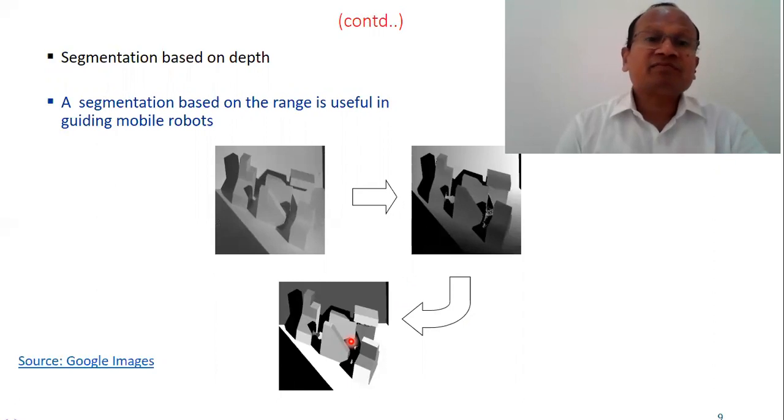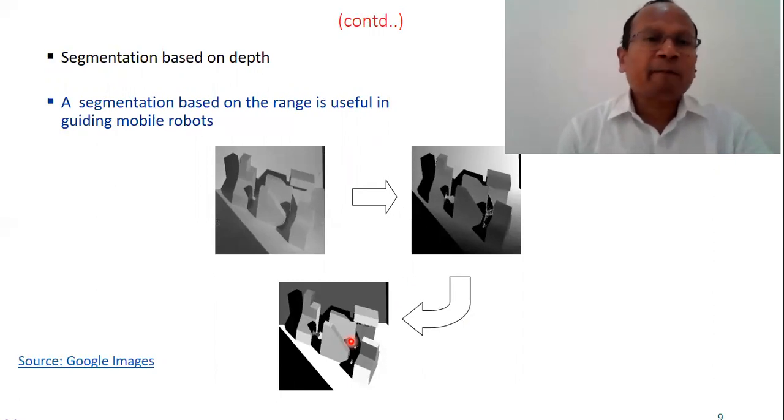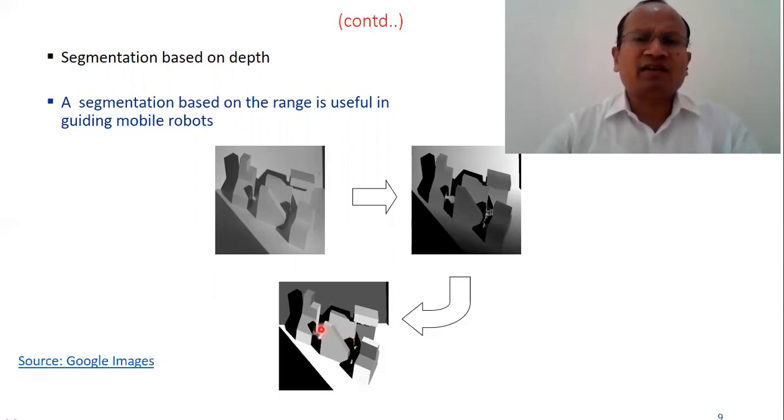Based on depth of color, the bit depth, the segmentation is based on the range, which is useful for mobile robots. You see here how much the depth you can clearly see and understand based on the depth of grayscale. This is after slight improvement, and the final segmented image is the third image.